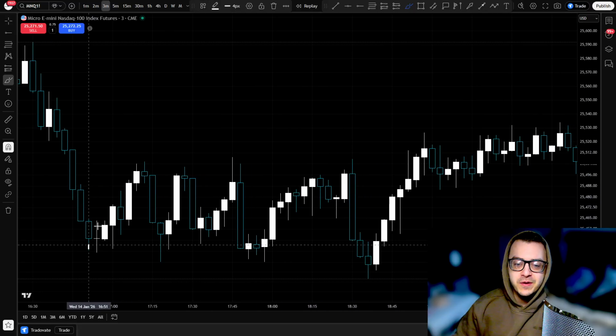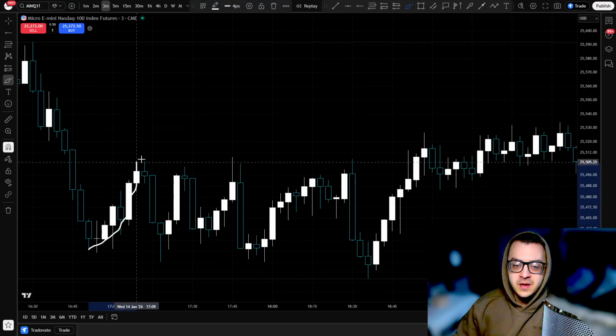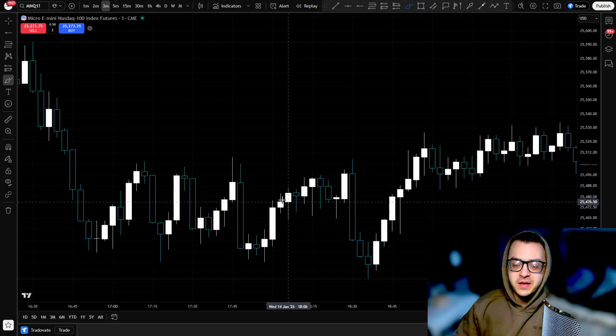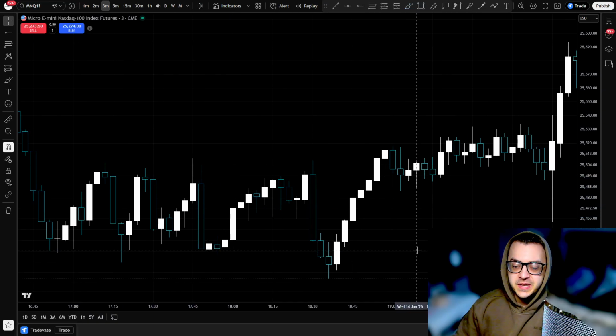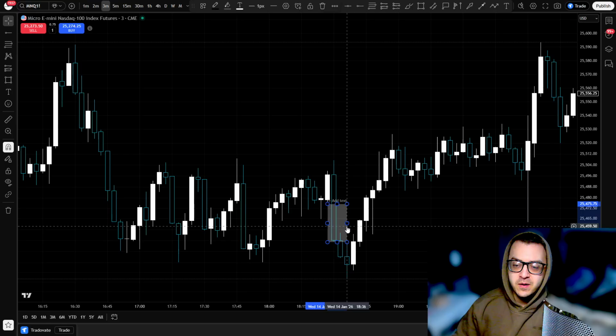And then we formed this really obvious accumulation. This was really obvious in real time for me, where we're kind of going sideways like this. And I'm thinking, okay, well, if we sweep the low again, I'll probably take a trade back to the upside. And then take a look at this. We've got this big obvious fair value gap.